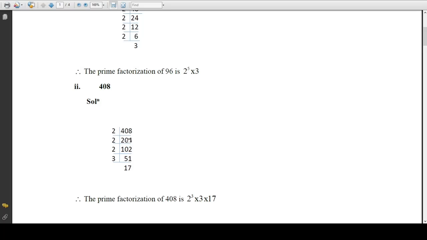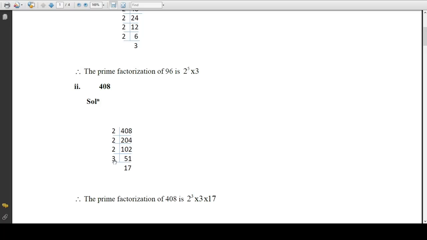2 multiplied by how much is 0? 2 0s are 0, and 2 4s are 8. Next, 2 with 1 is 2. Again 2 0s are 0, and 2 2s are 4. Next again you divide by 2. 2 5s are 10, and 2 1s are 2. Now can you divide this 51 by 2? Definitely it is no. Why? Because the unit digit here is 1.